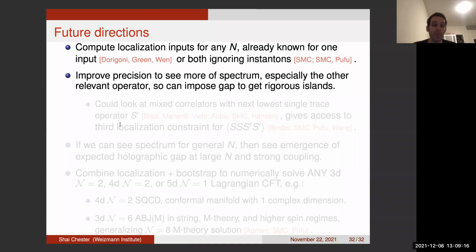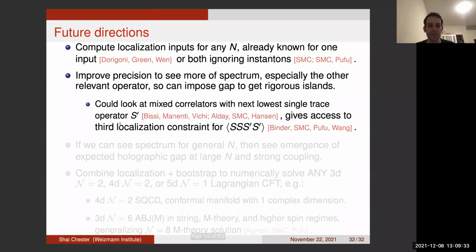The other more important thing we'd like to do is improve the bootstrap accuracy such that we can see more of the spectrum. In particular, as we had this lengthy discussion, we really want to see this second lowest operator, the other relevant operator. Because if we can see the second lowest operator accurately, then we can impose a gap at 4 and get rigorous islands. I'm confident we can do this; I think it's a matter of time. One naive thing would just be improving the value of nmax, because after all, convergence maybe is not as fast as it should be. Maybe if we did nmax 100, we would already get enough accuracy.